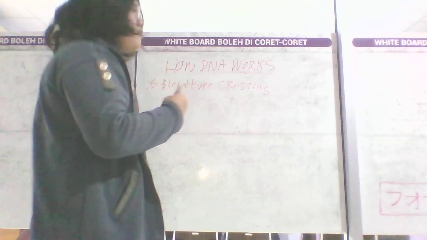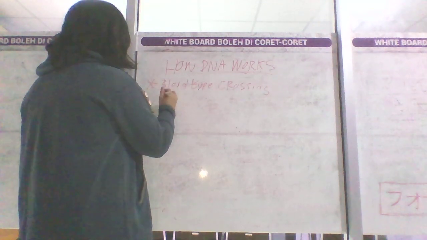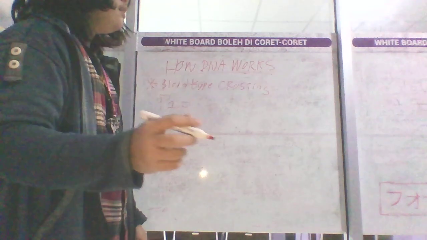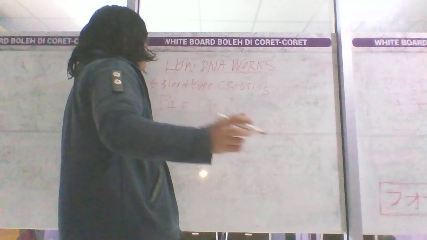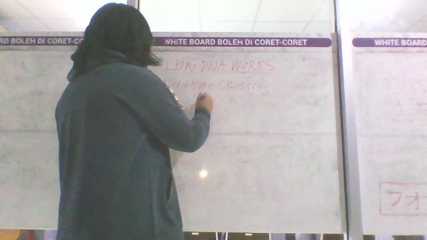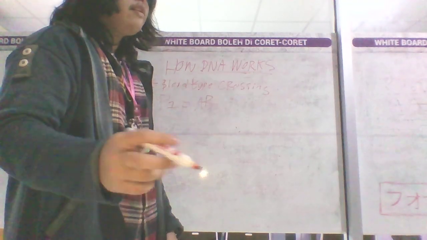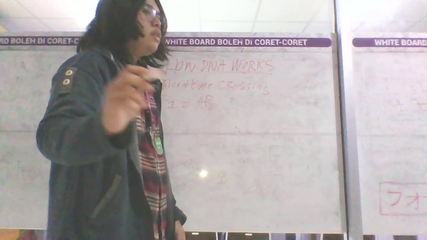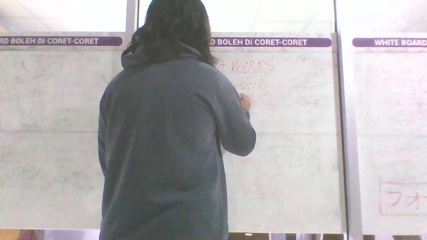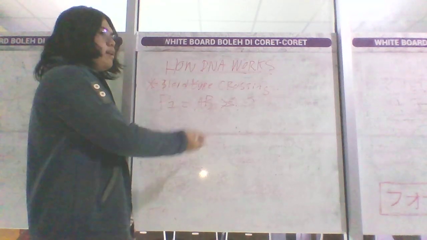Okay, let me give you an example. In case we have a male who has blood type AB, and he is married to a woman with blood type O, and then we cross them after we get the parental generation.